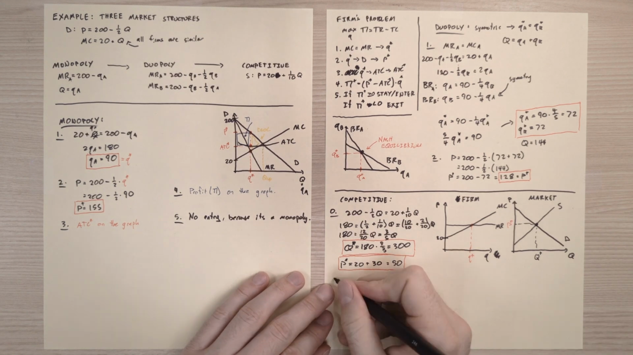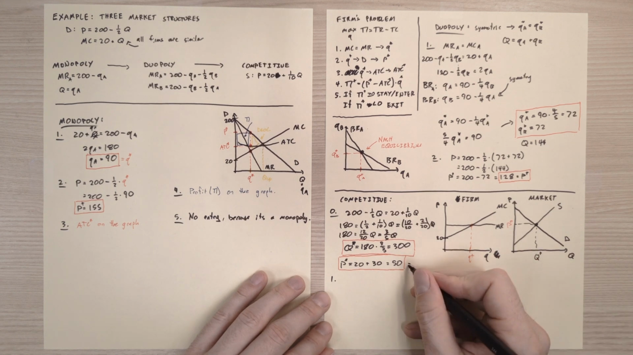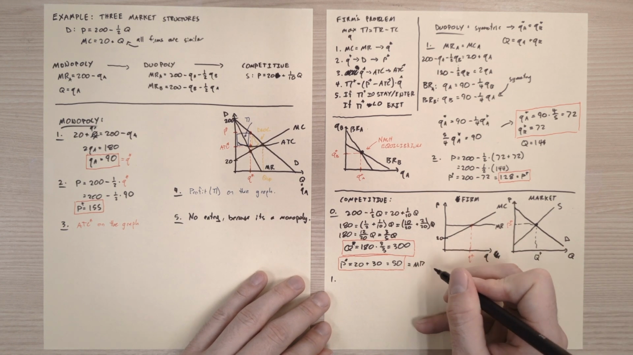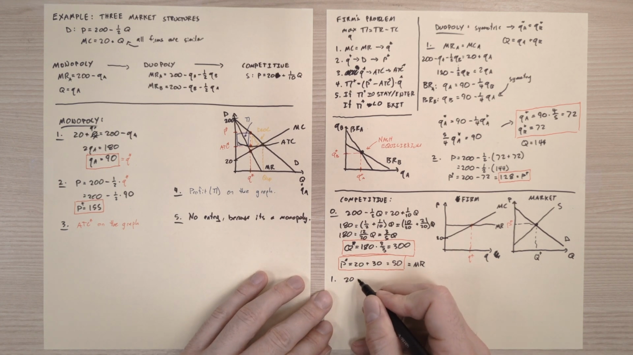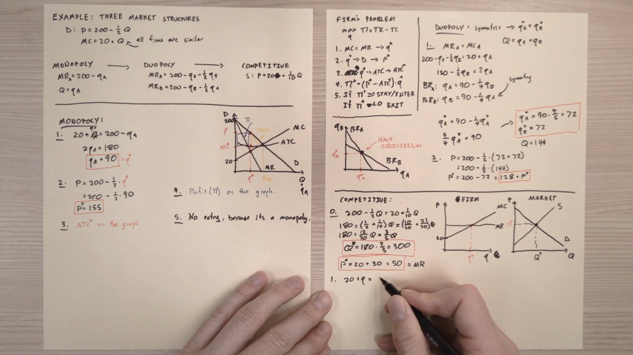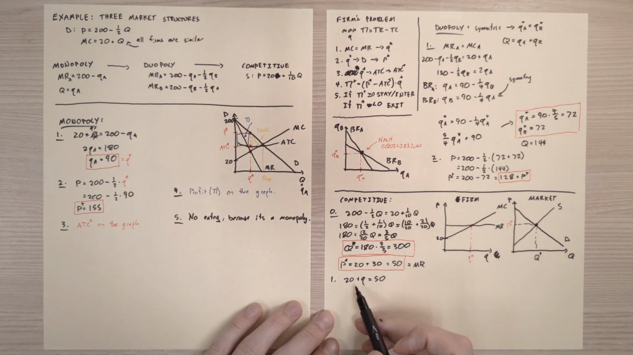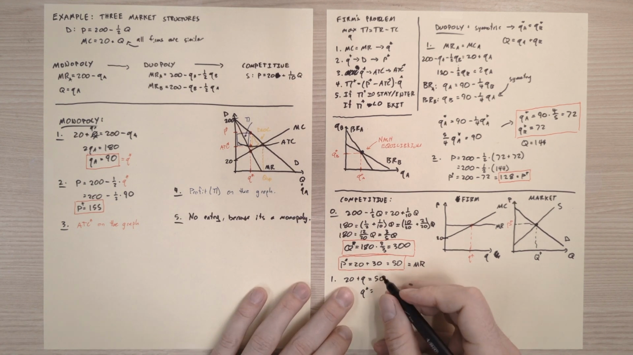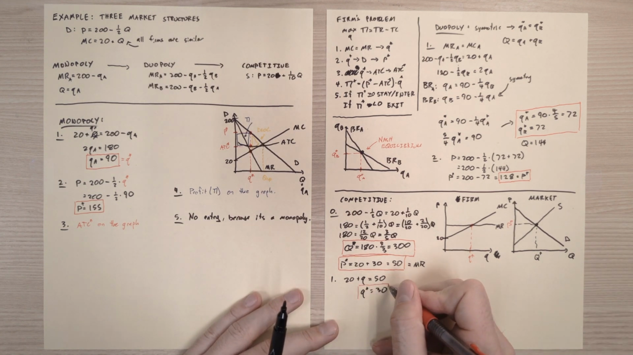Nice. So then for step 1, what we're doing is we're setting the marginal revenue curve equal to the marginal cost curve for the firm. So this is also the marginal revenue curve. So we set 20 plus Q equal to the marginal revenue for the firm, which is the price from the market. So then we'll just solve this thing. So Q star for the firm is equal to 30. We'll put a box around this.